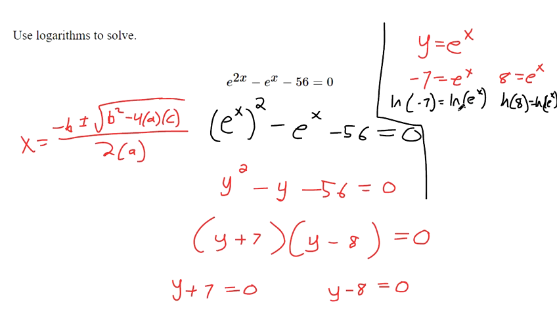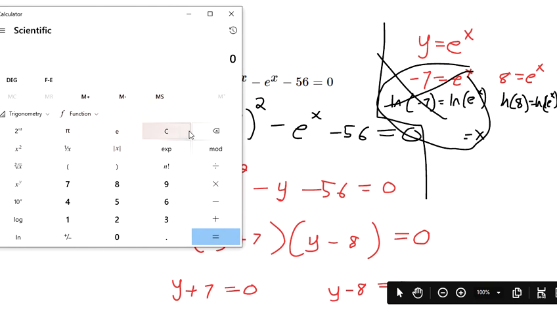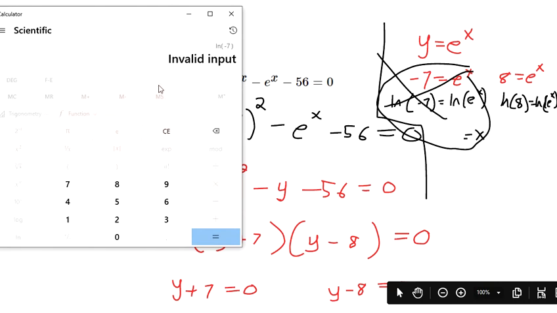Because over here on the right side of this equation, natural log of e to the x is just x. But now natural log of negative 7 can't happen. So this answer over here does not exist. This isn't a possible answer. We can't solve for x because natural log of negative 7 is undefined. So here's 7, here's negative 7. If you punch natural log, invalid input.